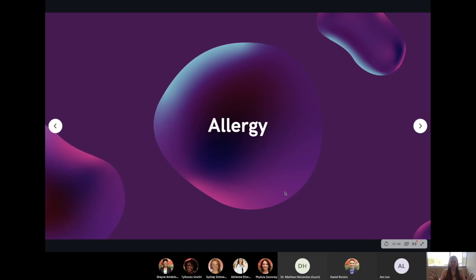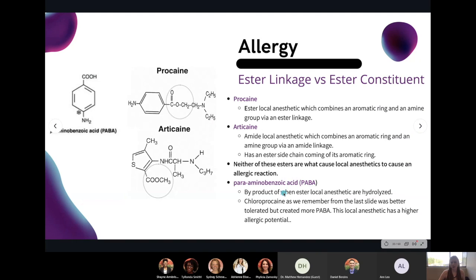So now that we understand generally how toxicity works between amide and ester local anesthetics, let's compare their allergic potential. Ester-type local anesthetics like procaine are more well known to cause an allergic reaction. Amide-type local anesthetics have rarely been implicated in an allergic reaction. What is the difference between an ester local anesthetic and an anesthetic that contains an ester side chain? The difference is how they are metabolized and what their metabolites are.